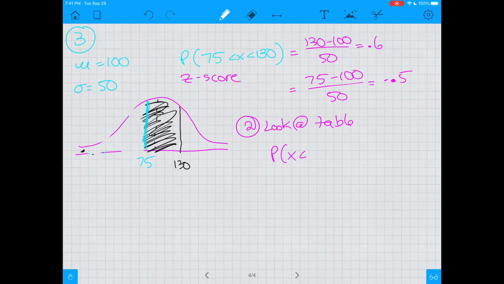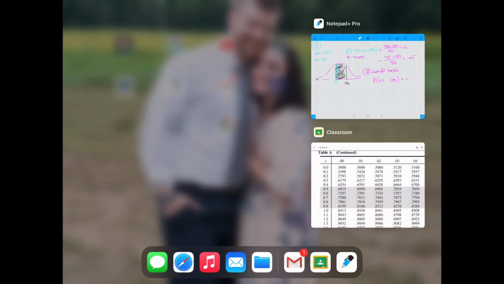My stylus doesn't want to write. And there we go. Still doesn't want to write. Maybe we got it. There we go, we're just going to make it work. It's, what was it, 0.7257? Yep.